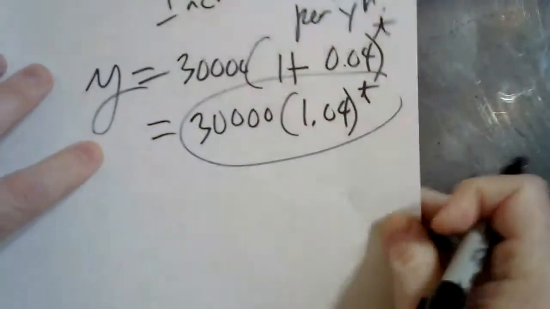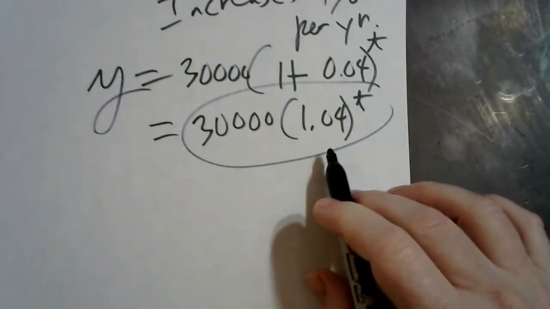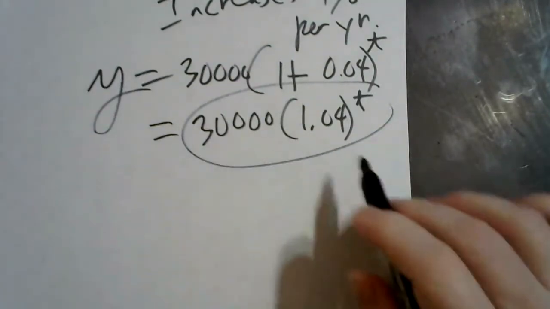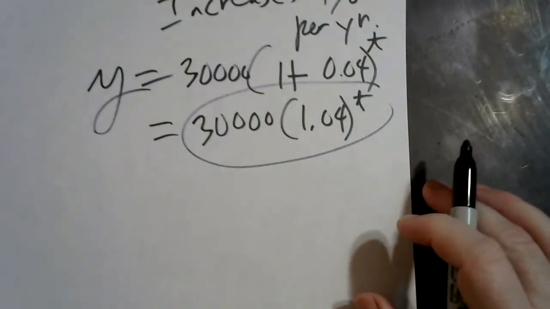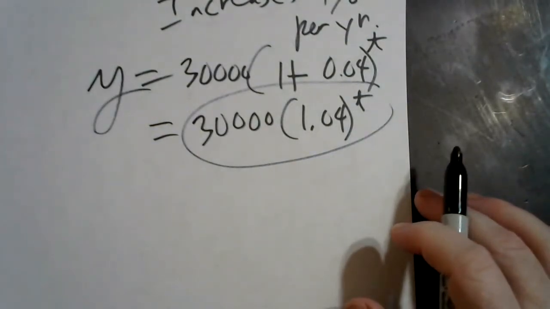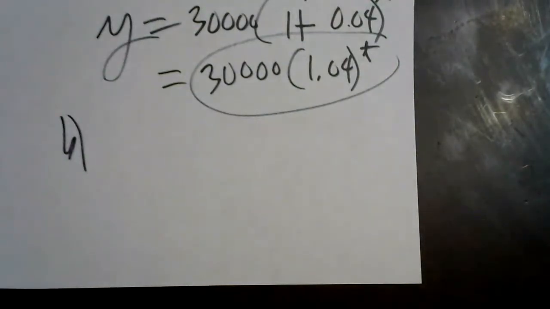So notice, by the way, when T is equal to 0, 1.04 to the 0th power is just going to go to a 1, and this whole thing is just going to reduce to 30,000. So that's consistent with the fact that 0 years after 2000, the price of the car is $30,000. But let's do part B of that same problem. Use the model to predict the retail price of the automobile in 2015.